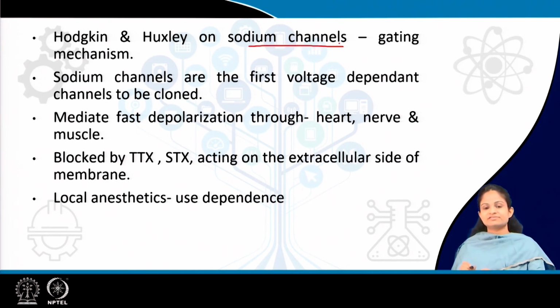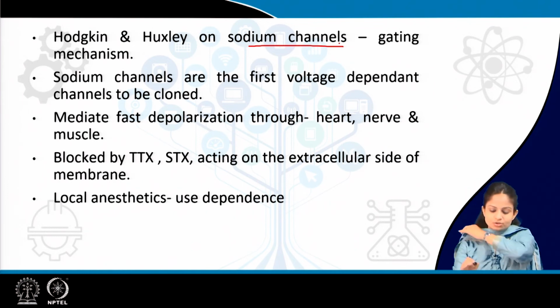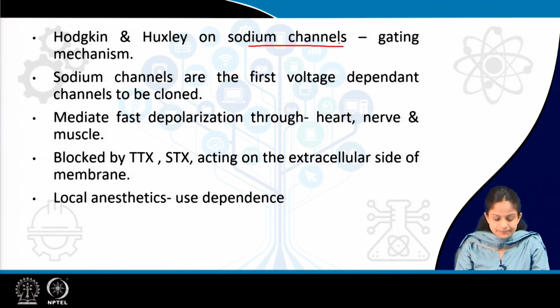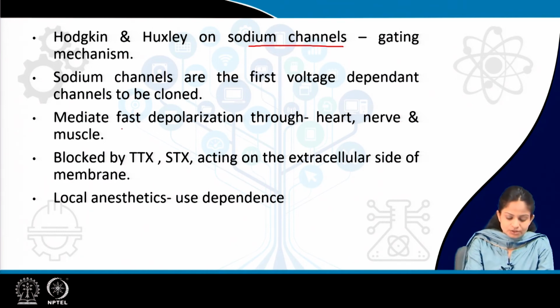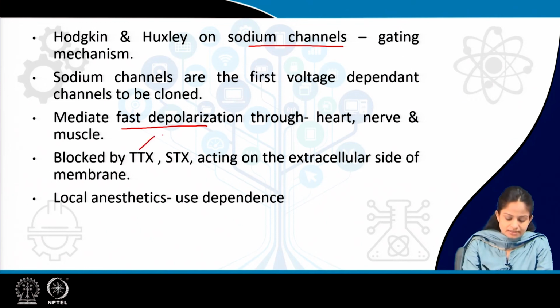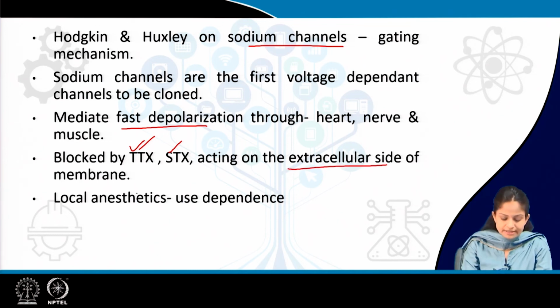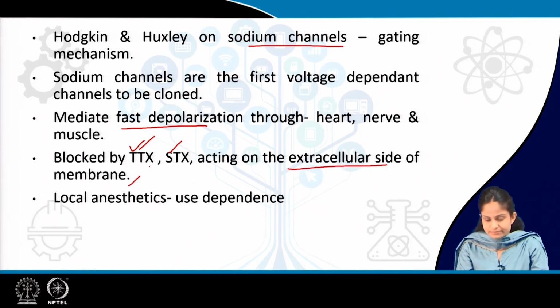The sodium channels are the first voltage gated channels to be cloned. So, these channels are very important. These channels are very abundantly studied, and they mediate, as I had already told, the fast depolarization not only in the heart, but also in muscle as well as nerve. And these sodium channels are blocked by toxins like tetrodotoxin and conotoxins. These act on the extracellular side of the membrane as blockers of the sodium channels.